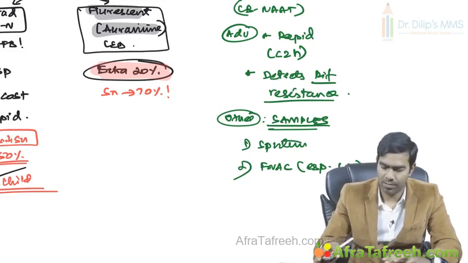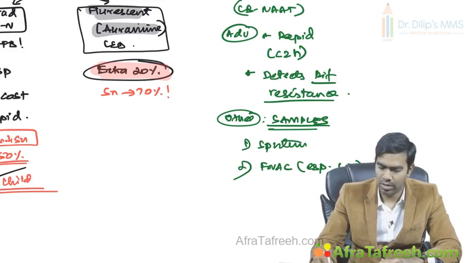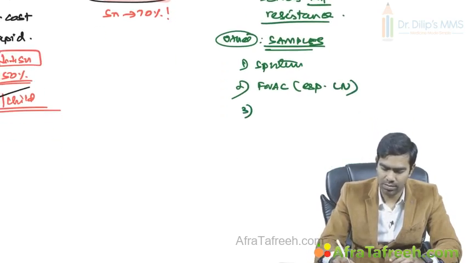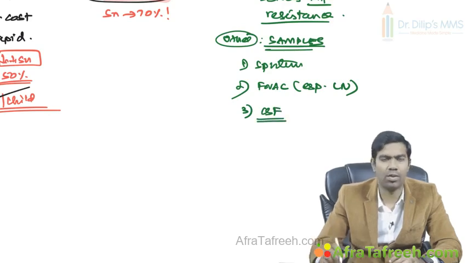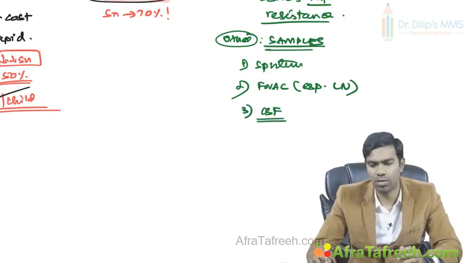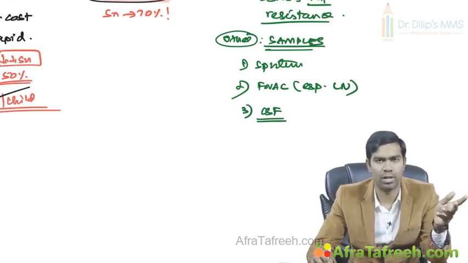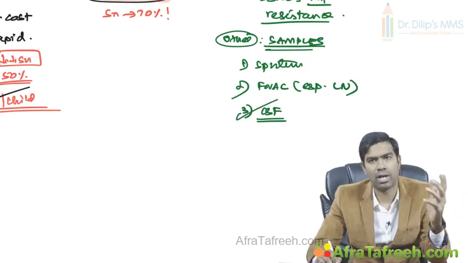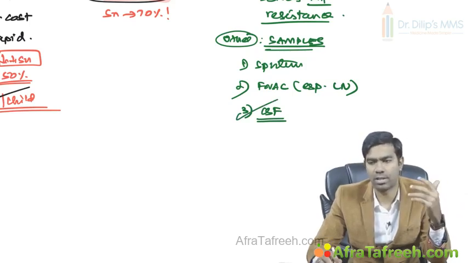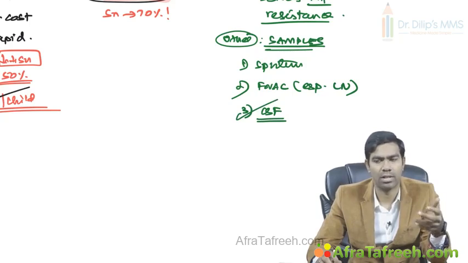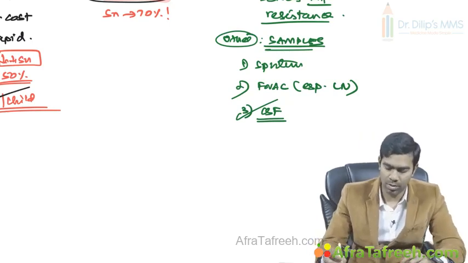And number 3, you can also take it from the CSF. Remember, CSF is the only fluid where GeneXpert is recommended. For pleural fluid, pericardial fluid, and ascites and all, we generally don't use GeneXpert because they're extremely poor yield. But CSF, WHO as well as RNTCP is recognizing this GeneXpert as a first-line diagnostic test in patients having suspected tuberculous meningitis. So in those samples you can use.